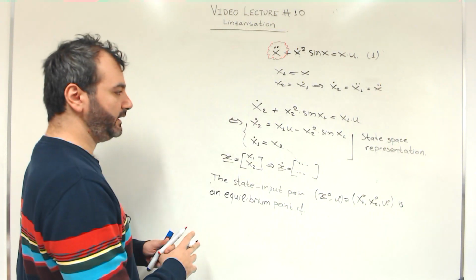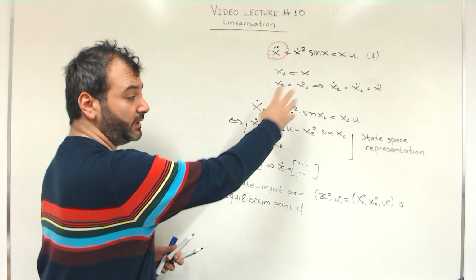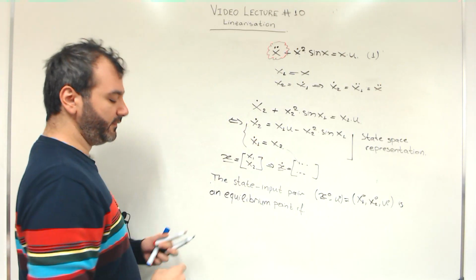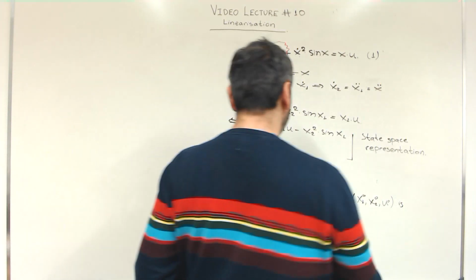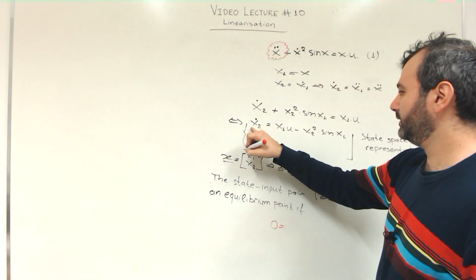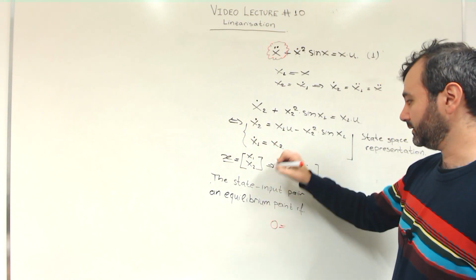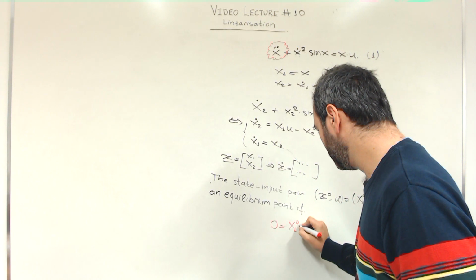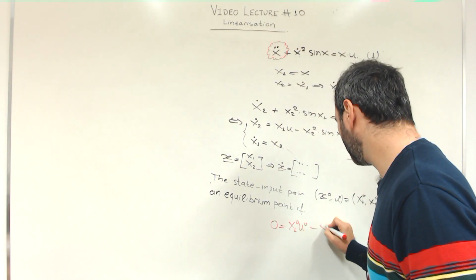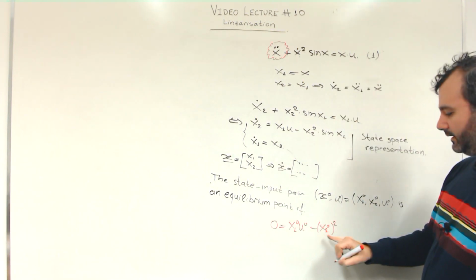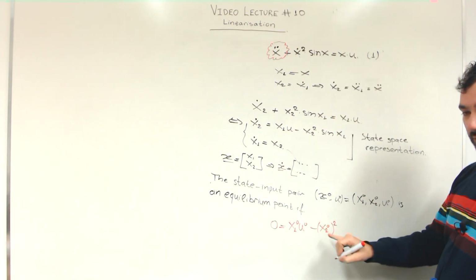And I will now take the differential equations in state space representation, and I will set the derivatives equal to 0 to obtain the two equations. 0 equals, from here, 0 equals x1 0 u0 and so on, x2 0 squared. I will write it like that in parentheses to avoid confusion.